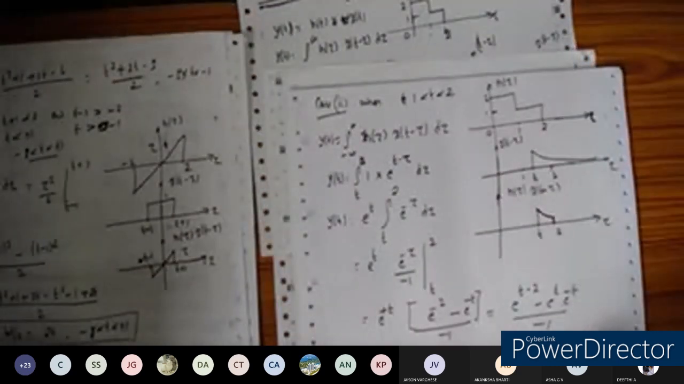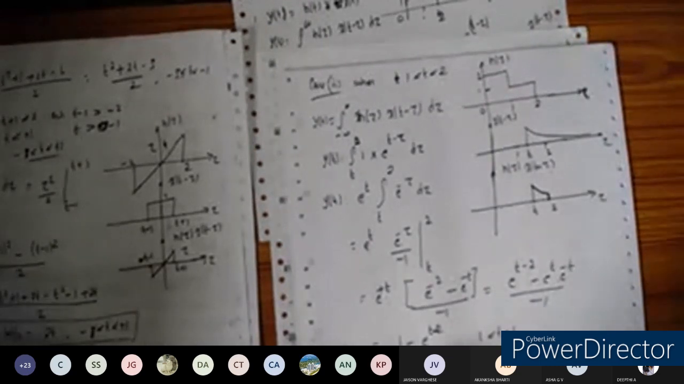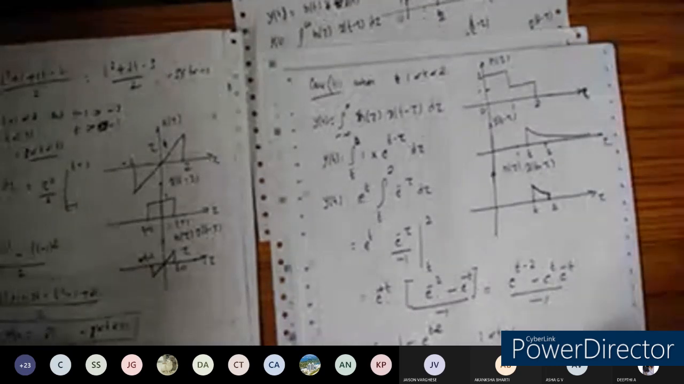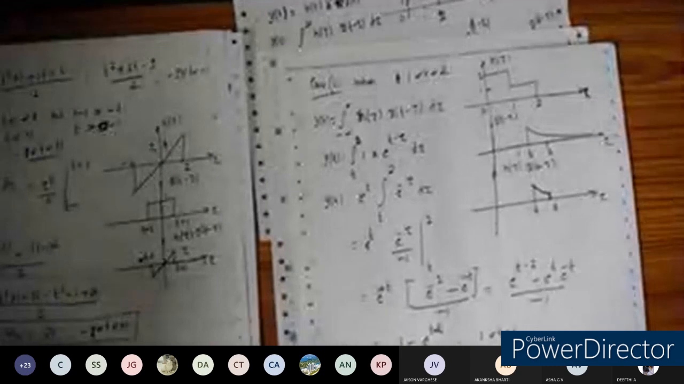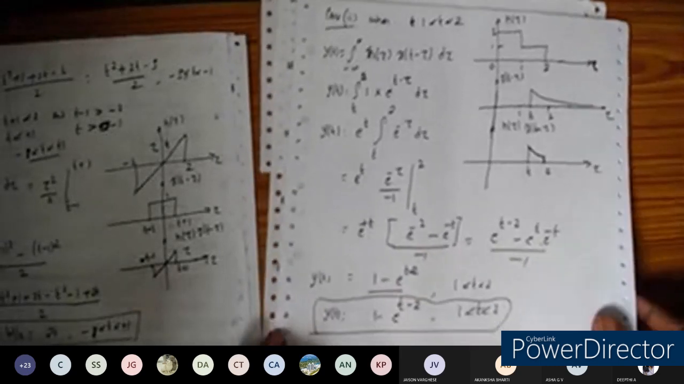The limit of t we can take is 1 less than t less than 2. So this I will rewrite here. y of t is equal to 1 minus e to the power of t minus 2. Okay, so this answer we get.